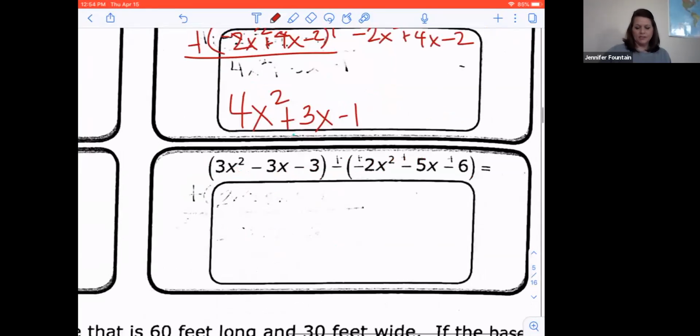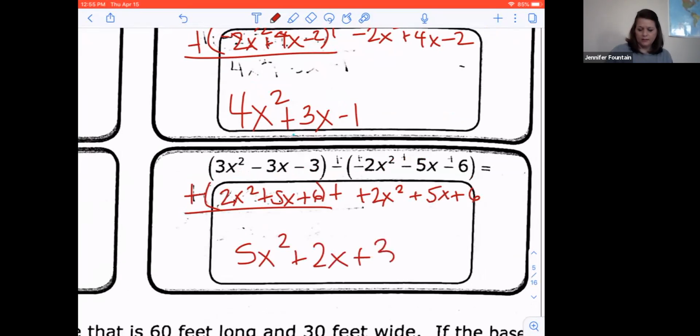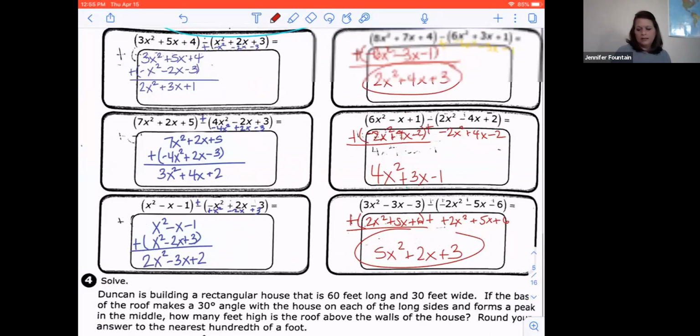And then the last one, change to addition, positive 2x squared, positive 5x, positive 6, plus 2x squared, plus 5x, plus 6. So I'm going to end up with 5x squared plus 2x plus 3. Any questions on any of those?